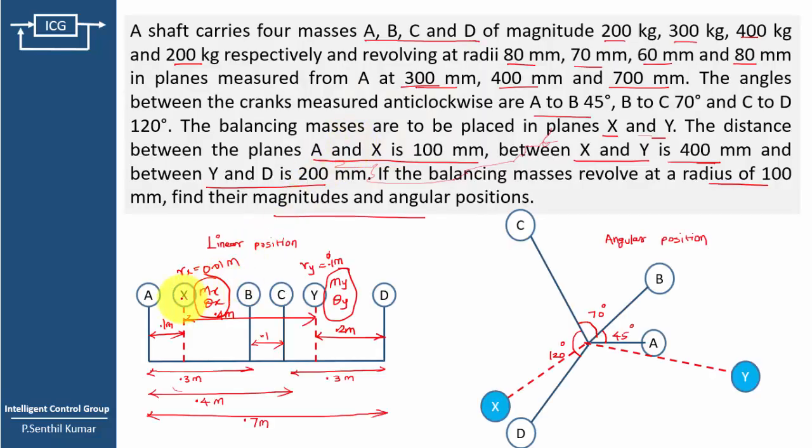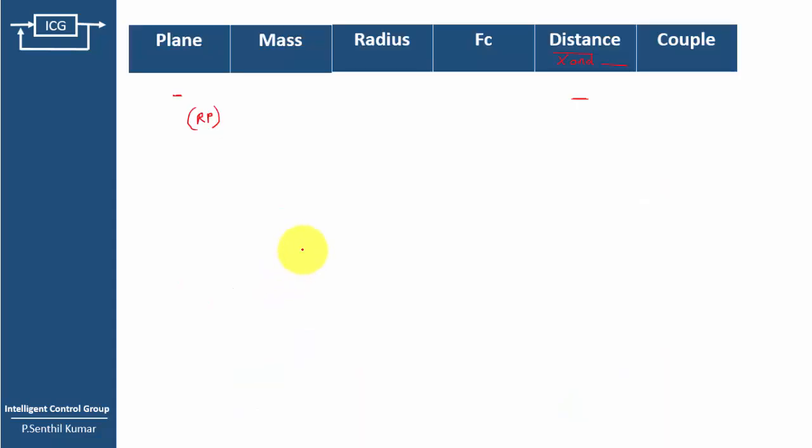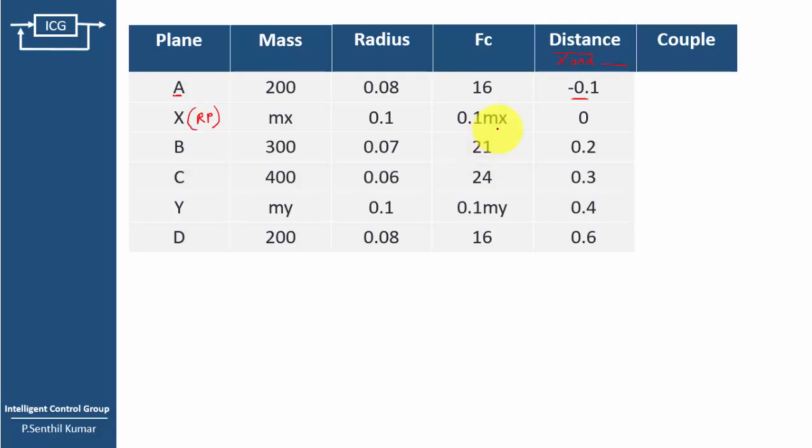Here this is X and this is A, so we are using the leftward direction. Leftward means minus, rightward means positive. Again the distance is 0.1 meter. So we are moving from X to A, so I am going to take that value as minus 0.1. That's why here I used minus 0.1.